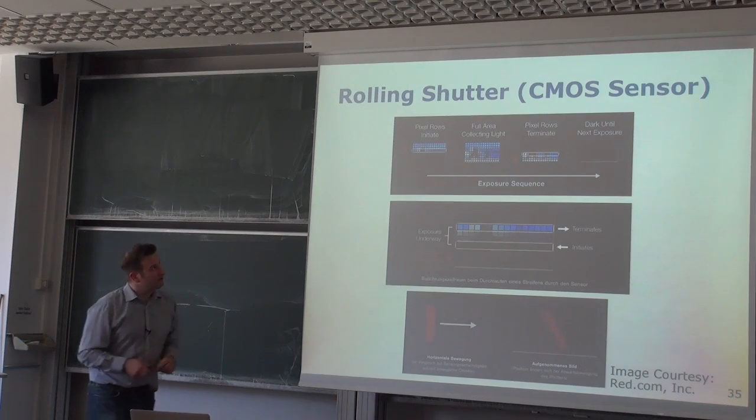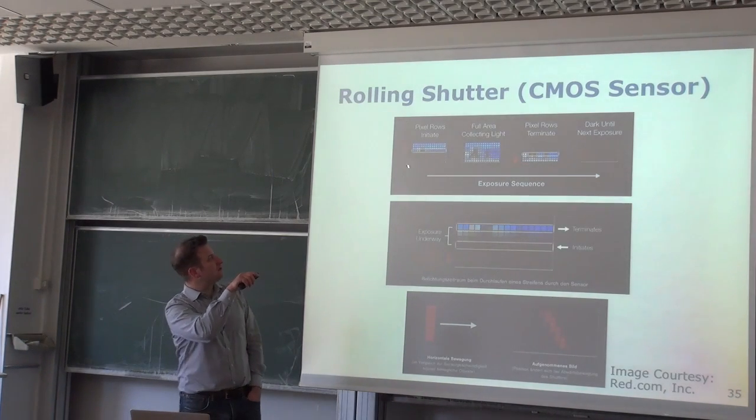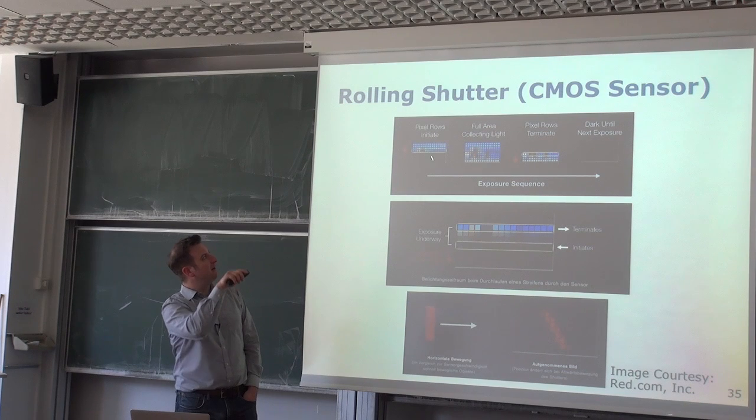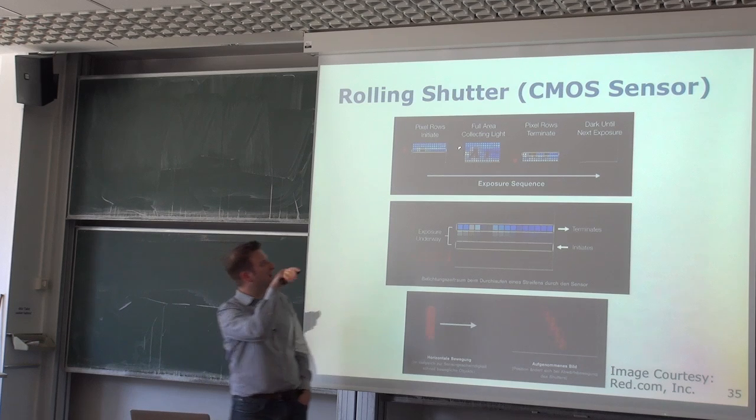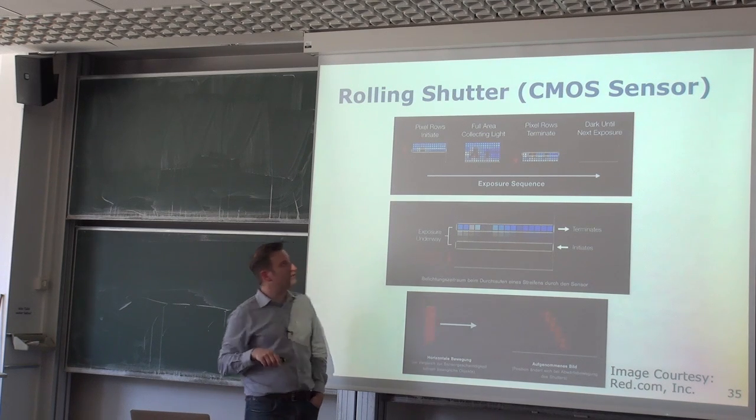So just as an illustration, if this is my chip, I start illuminating the individual rows at different points in time, and then stop doing that.